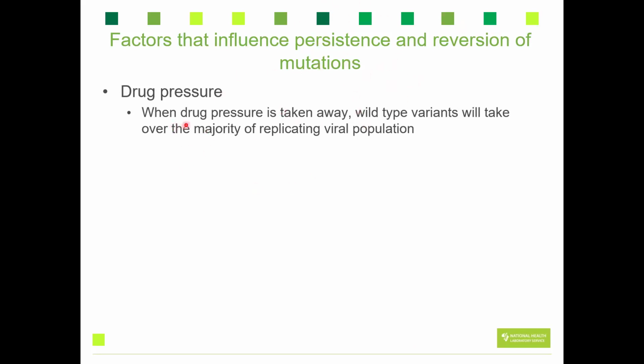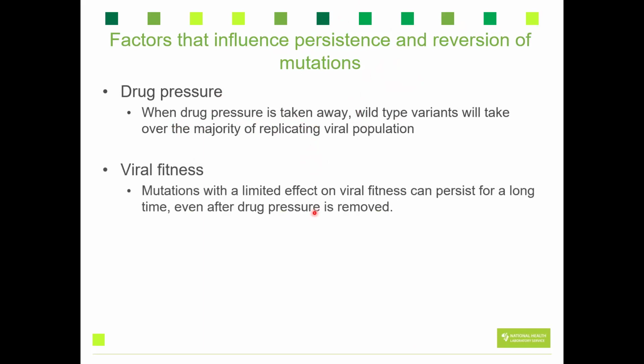So as I said before, when the drug pressure is taken away, in many cases, your wild type is going to take over. Okay. Then in addition to that, you need to take into account viral fitness. Some mutations cripple the virus. Examples of that are the M184V and the K65R, and these are mutations that are actually not too bad to have.